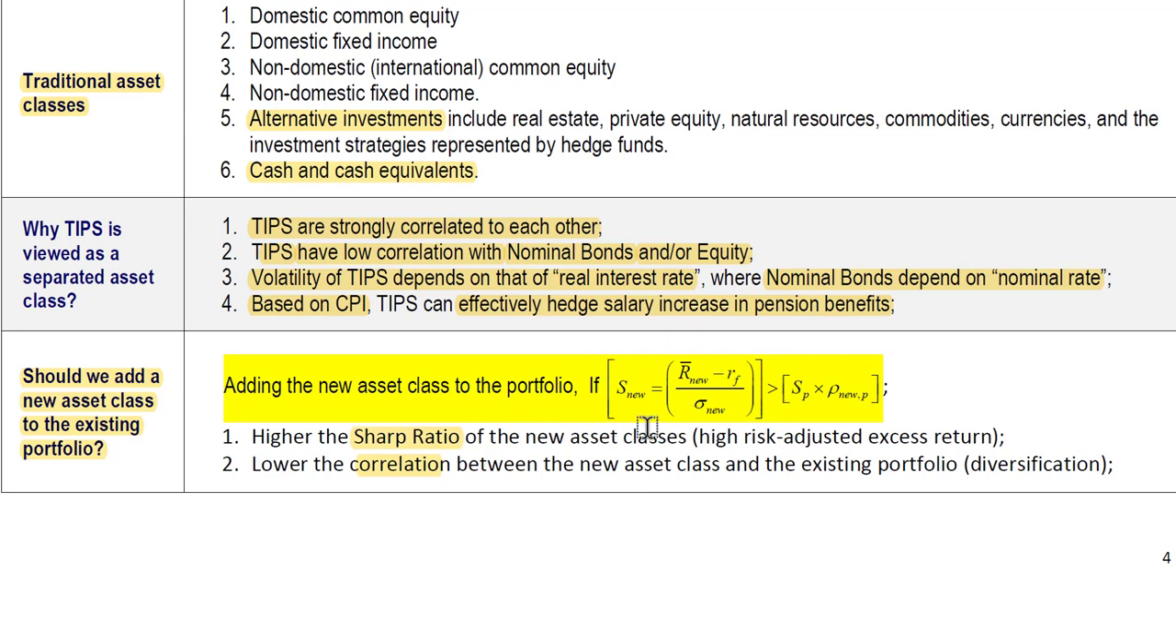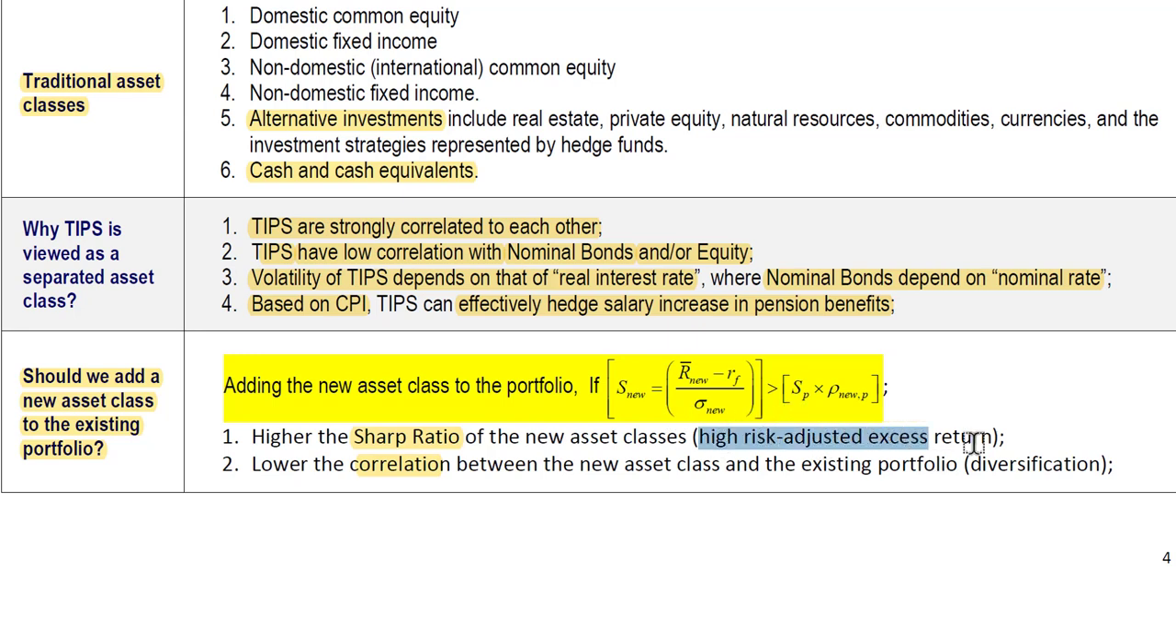So next time when you act as a portfolio manager, you ask two things. What is the Sharpe ratio of the new one? What is the correlation of that asset to the existing portfolio? If the Sharpe ratio is higher than the existing portfolio Sharpe times the correlation, then we should accept that. Okay.